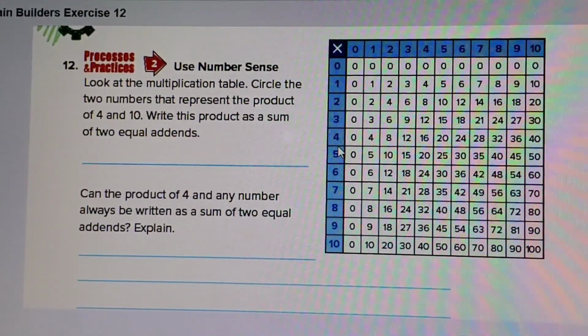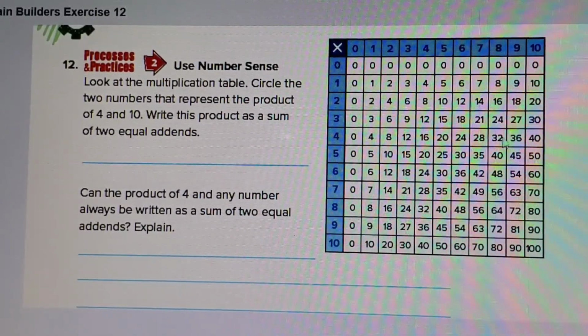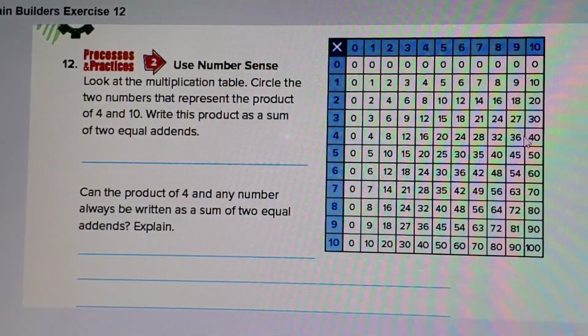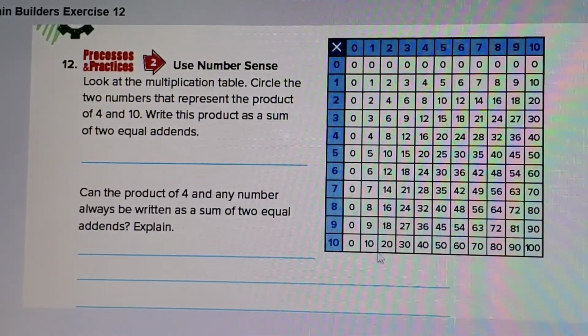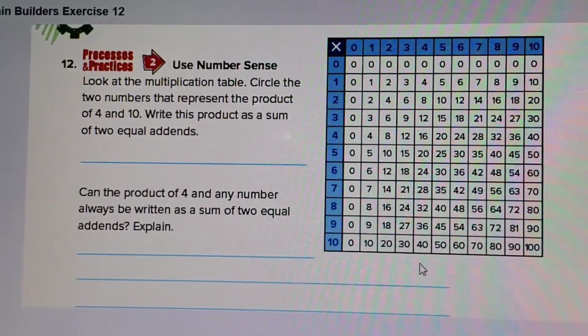So go along the 4 line. 4 times 10 is 40. You can circle that. Go along the 10 line, 10 times 4 equals 40. You can circle that.